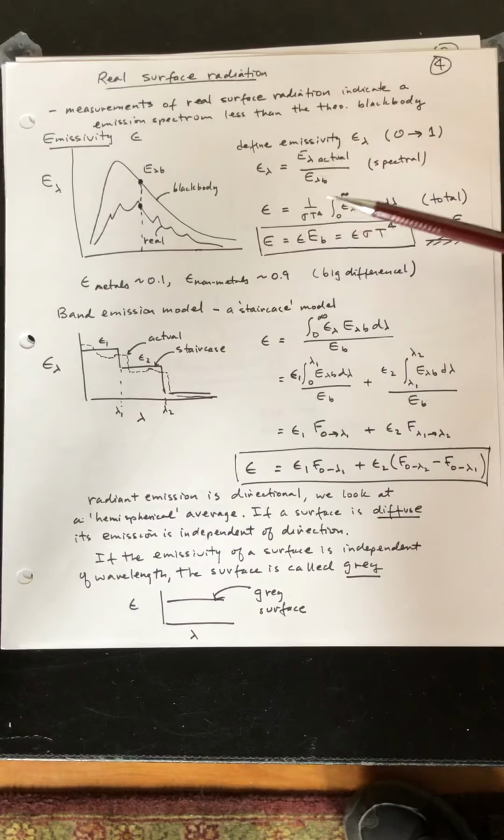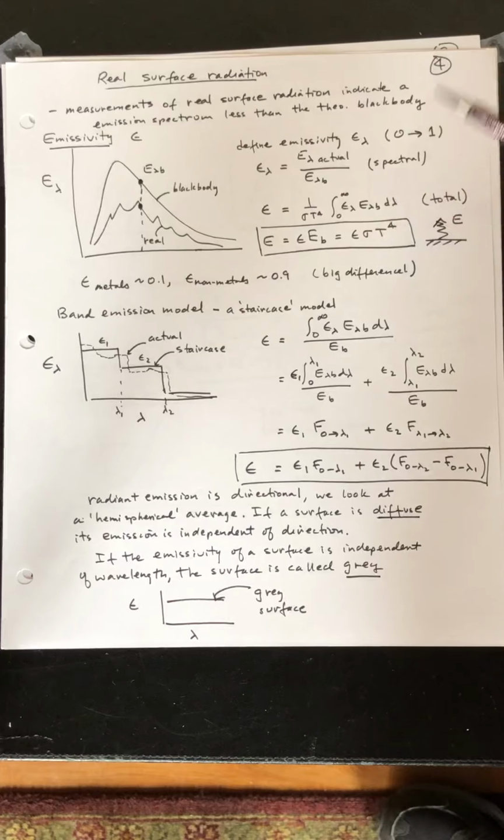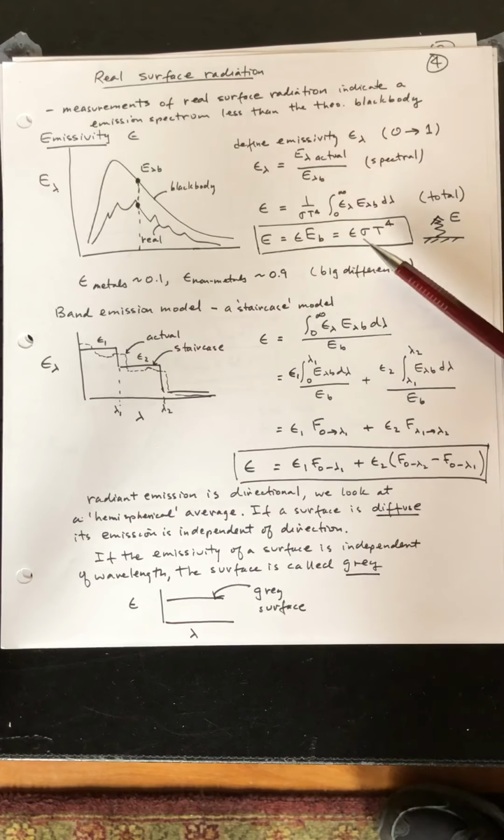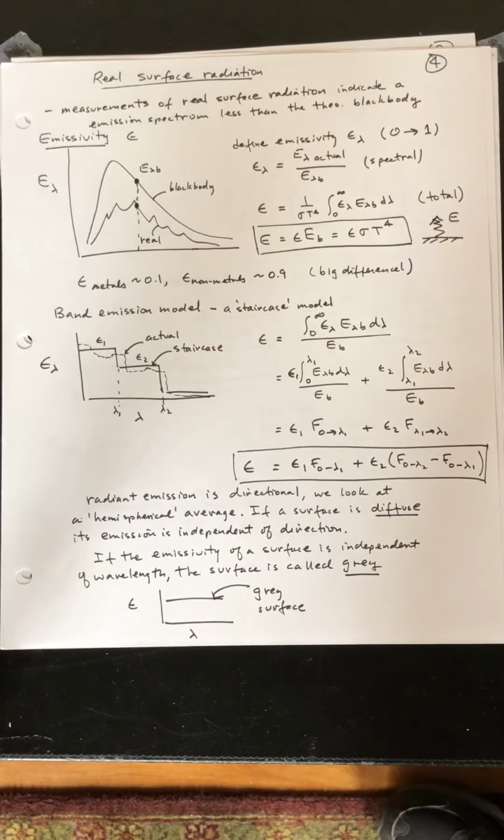The emissivity is defined as the ratio of the actual emission from a surface divided by the maximum possible, which would be the black body Planck radiation. And then what you can do, and this is how we use it as engineers, is the actual radiation will be equal to the emissivity, which is usually given, times sigma T to the fourth. So it's a fairly simple expression.